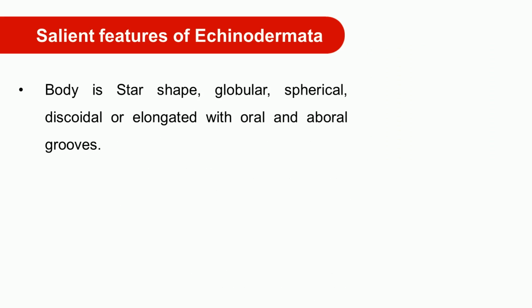Then the animal body sometimes looks star shaped. Some are globular, some are spherical, some are discoidal, or some elongated, and all the morphological shapes consist of the oral and aboral surfaces.